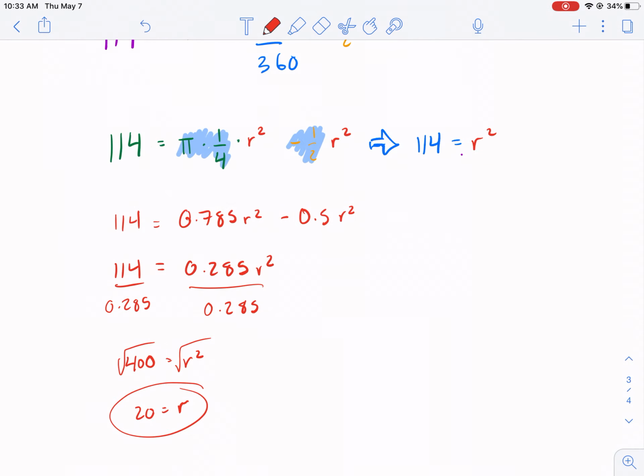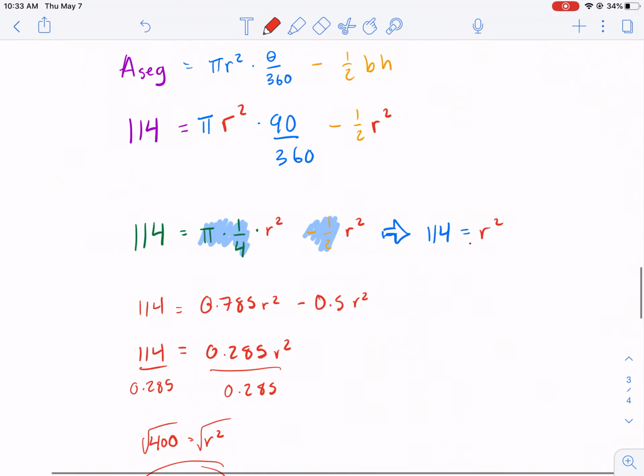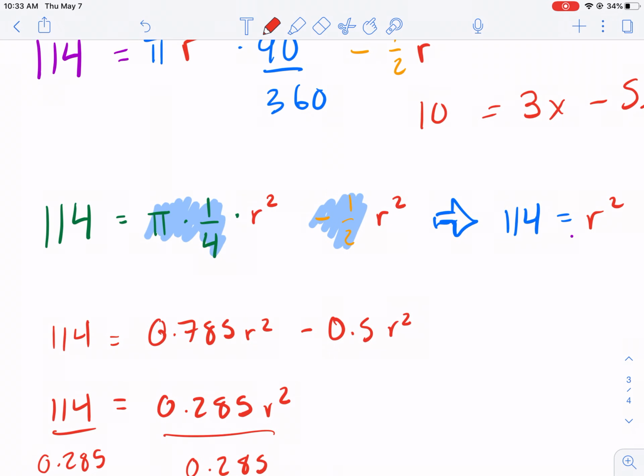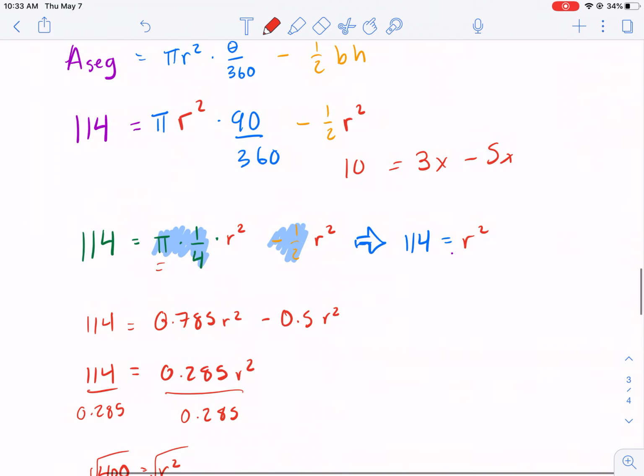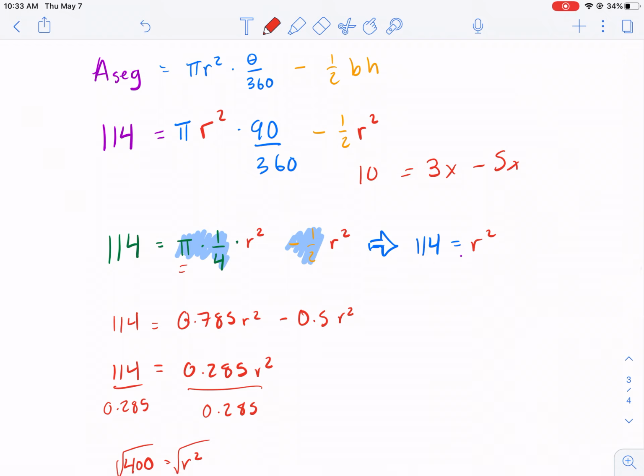So what I'm going to do is factor out an r squared in the same way that if we have, for example, 3x minus 5x equals 10, we could factor out an x in both those terms. The reason why I'm factoring out is because I have pi, and if I want to leave it in terms of pi, I need to factor out. So I could factor out an x, and then I have x times 3 minus 5 equals 10.